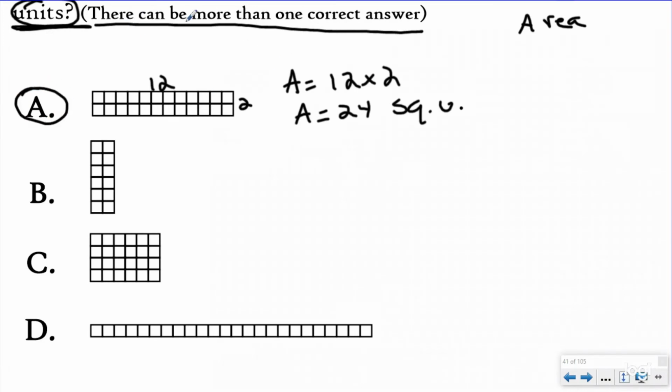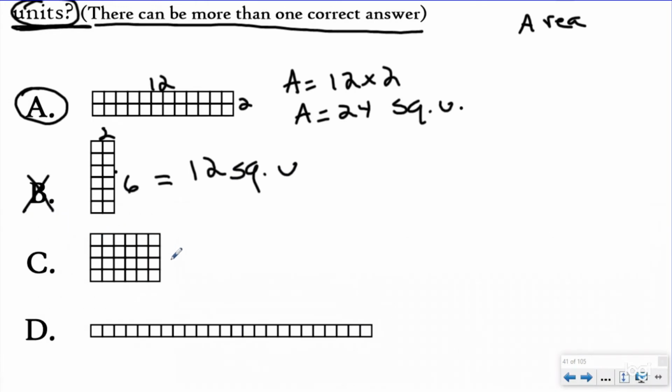But again, it said there could be more than one correct answer. For B, I have a length of 2 and a width of 1, 2, 3, 4, 5, 6. So if I had 2 groups of 6, that would give me an area of 12 square units. Again, if you noticed, for the first one, I used my area formula. And then for the second one, I just skip counted because I have the squares here and I can just count them. So B cannot be a correct answer.